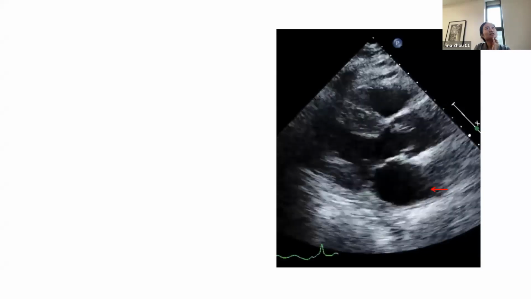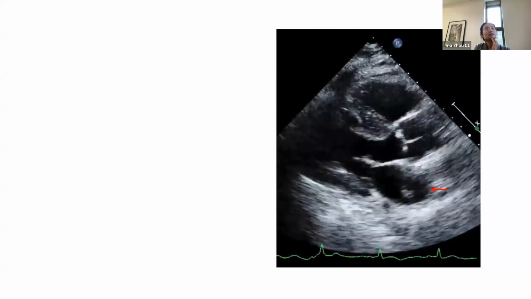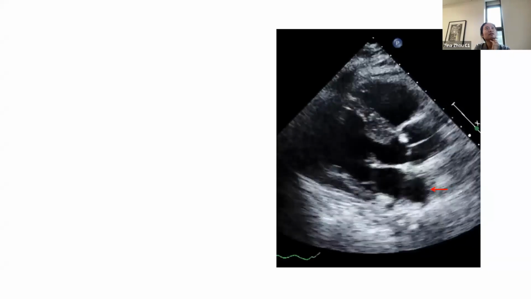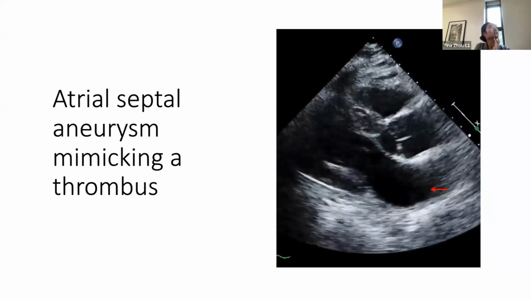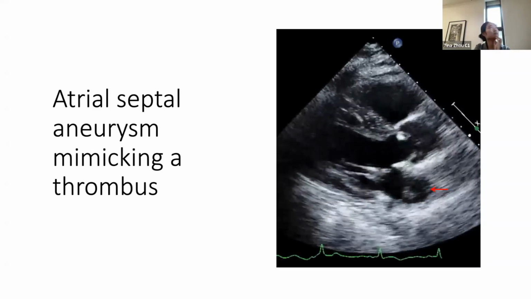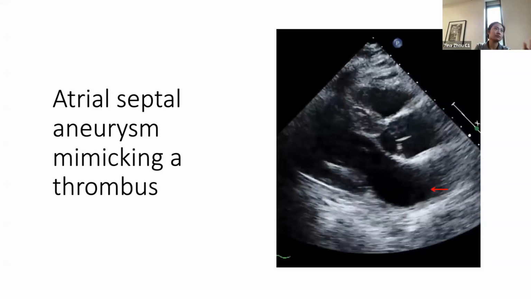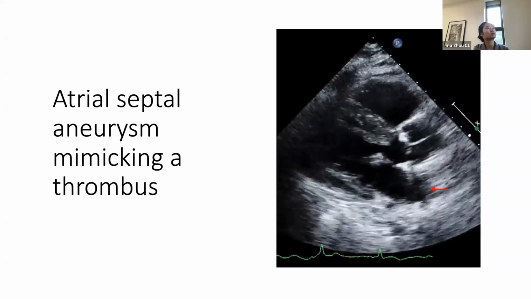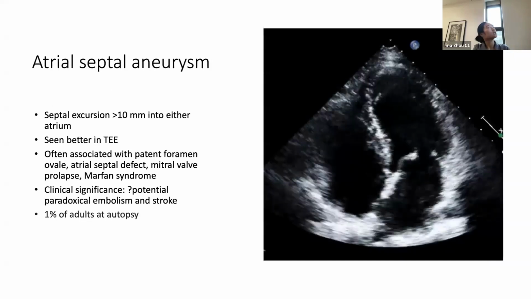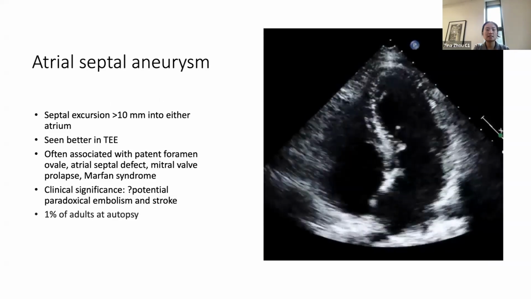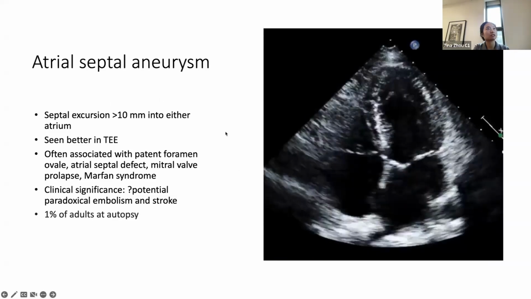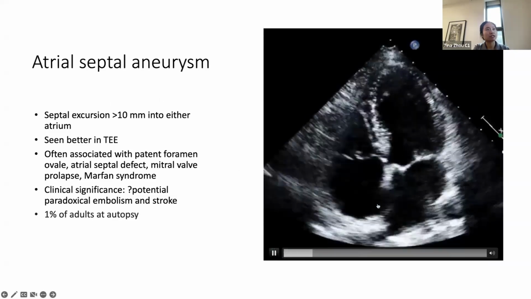It looks almost like a tumor, but at the same time, it's flippity attached to the atria, coming in and out of view. So this is actually a septal aneurysm, mimicking a thrombus or tumor, depending on what you think. So it will require multiple views. Atrial septal aneurysm is defined by septal excursion of more than 10 millimeters into either atrium.